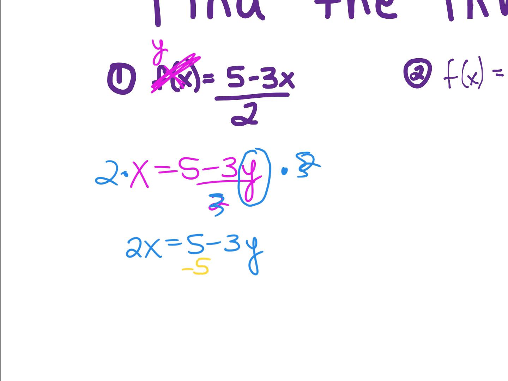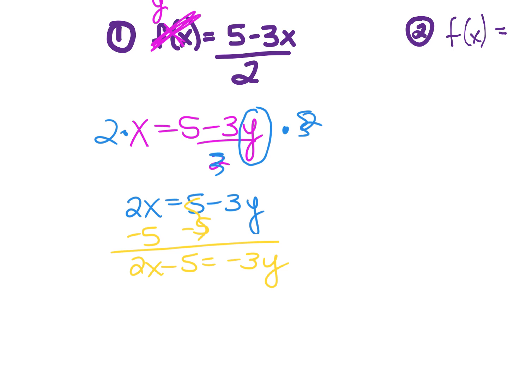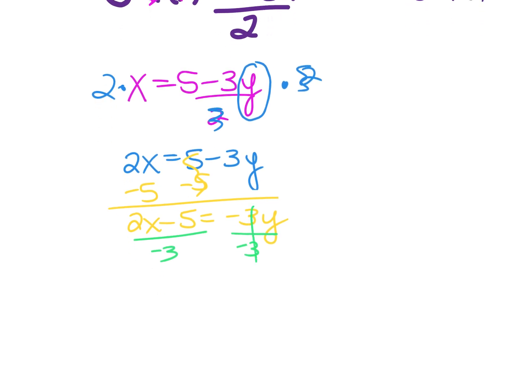Subtract the 5. Perfect. 2x minus 5 equals negative 3y. What's my last thing? Divide by negative 3. So you come out with y equals 2x minus 5 over negative 3.